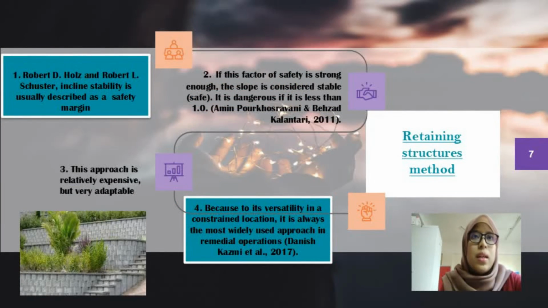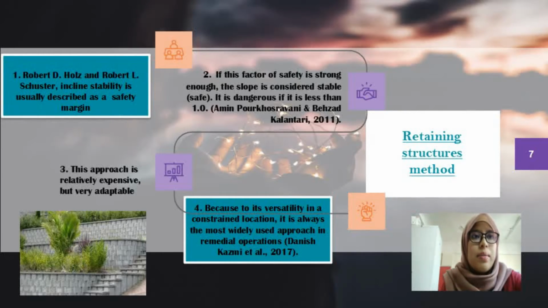Based on the study of Robert D. Holtz and Robert L. Huster, in the retaining structure method, slope stability is usually described as a safety margin. If this factor of safety is strong enough, the slope is considered stable and safe. It is dangerous if it is less than 1.